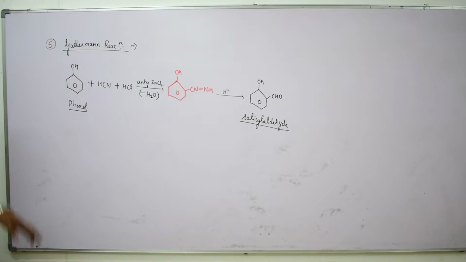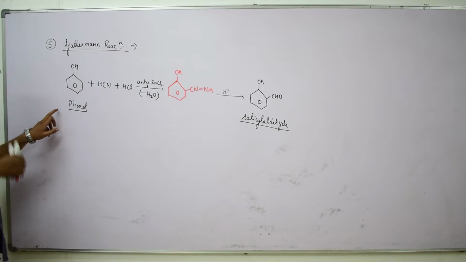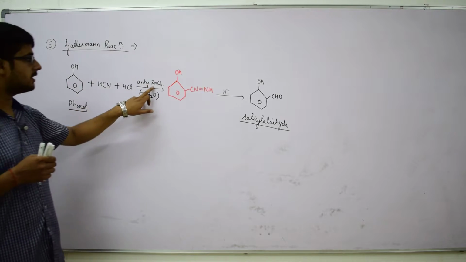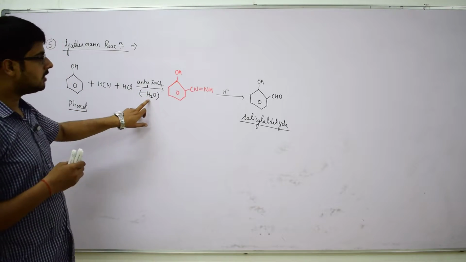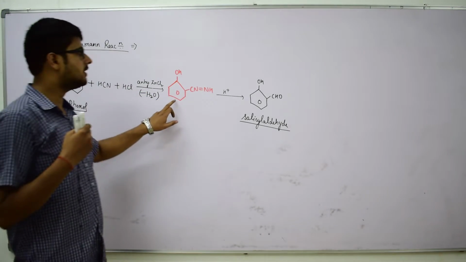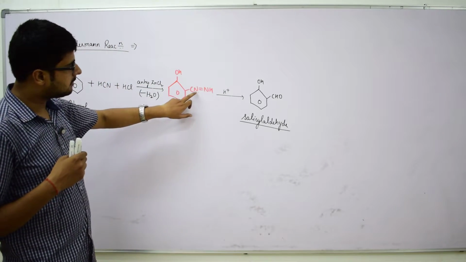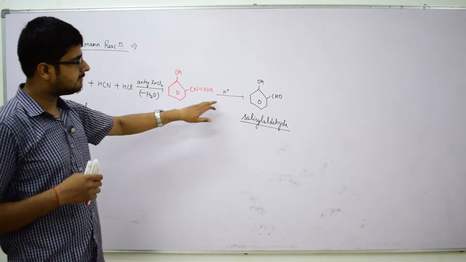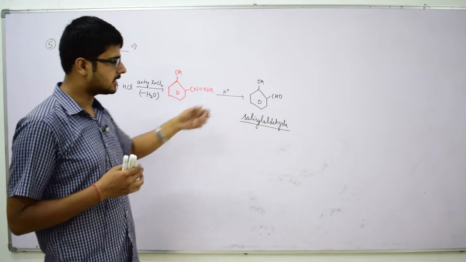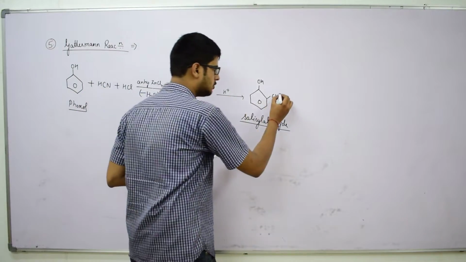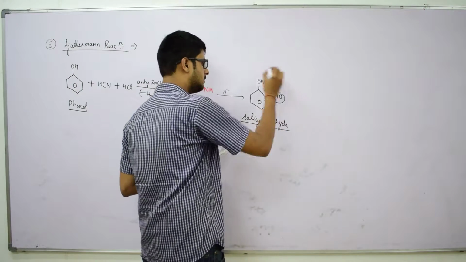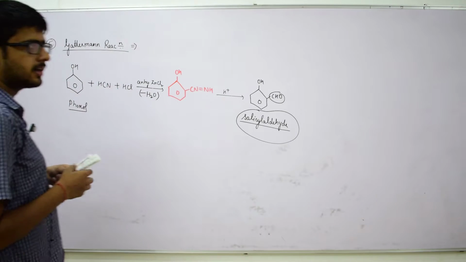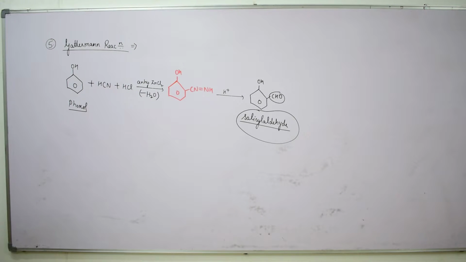So, this is the complete Gattermann reaction. First of all, when phenol is treated with HCN and HCl in the presence of anhydrous zinc chloride, a water molecule is eliminated and an intermediate compound is formed, wherein carbon nitrogen is doubly bonded with an NH group, and on further oxidation in the presence of H plus ion, it yields a CHO group over here, and this entire compound is called salicylaldehyde.